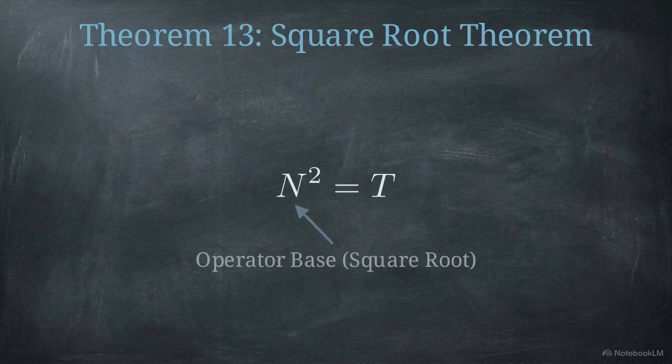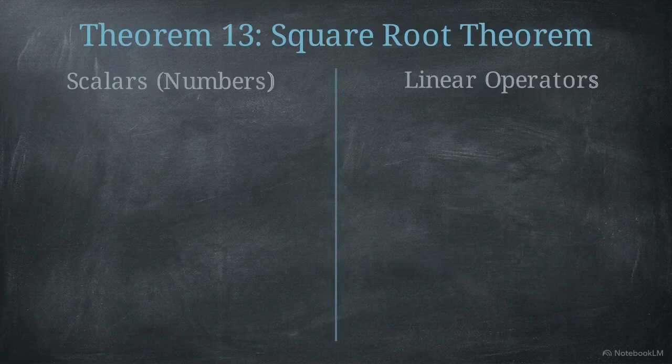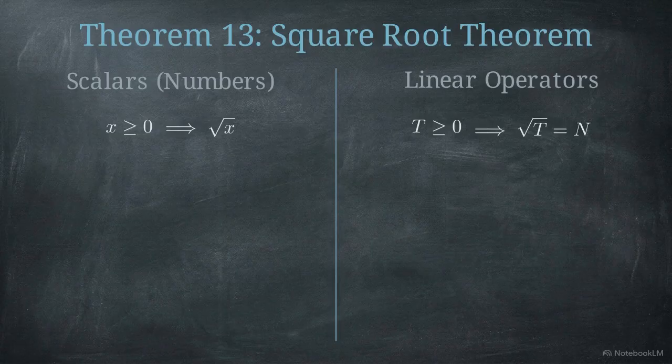The math on the left shows how a non-negative real number x yields a real square root. On the right, we see the same behavior in linear algebra. A positive operator T yields its own square root, N. We can extend this logic to complex numbers. Any complex number can be expressed in polar form as a magnitude, r, and a rotation, e to the i theta. Linear operators follow this same pattern.